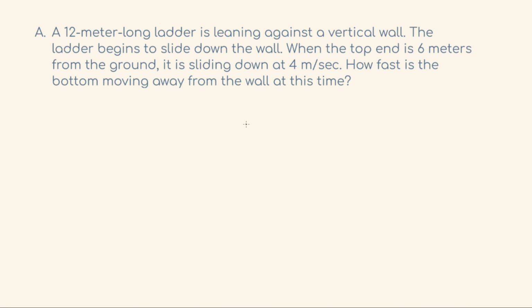A 12-meter long ladder is leaning against a vertical wall. The ladder begins to slide down the wall. When the top end is 6 meters from the ground, it is sliding down at 4 meters per second. How fast is the bottom moving away from the wall at this time?